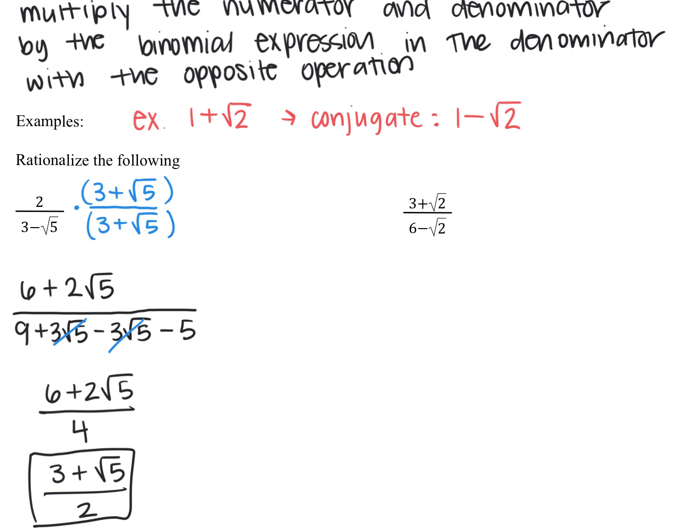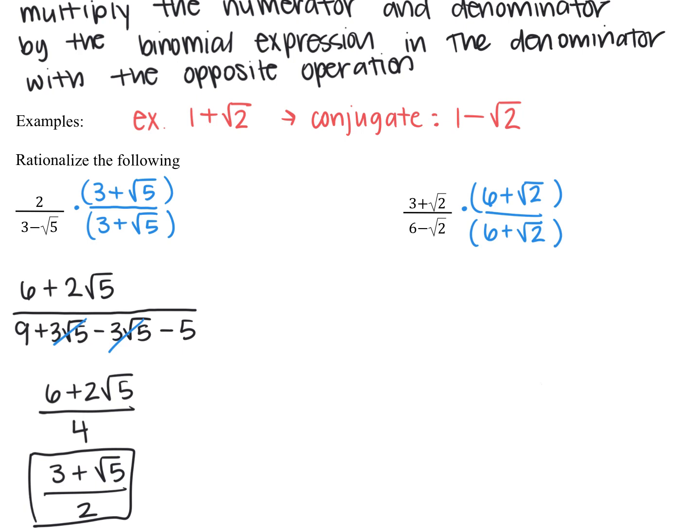The last example we're going to look at says 3 plus the square root of 2 all over 6 minus the square root of 2. If you have a binomial radical expression in the numerator and the denominator, we still multiply by the conjugate of what's in the denominator. It doesn't matter what's in the numerator. So my conjugate here that I'm going to multiply by is 6 plus square root 2 over 6 plus square root 2. Again, we want to treat this as if it's in parentheses, and we're going to have to use FOIL in our numerator and our denominator here.